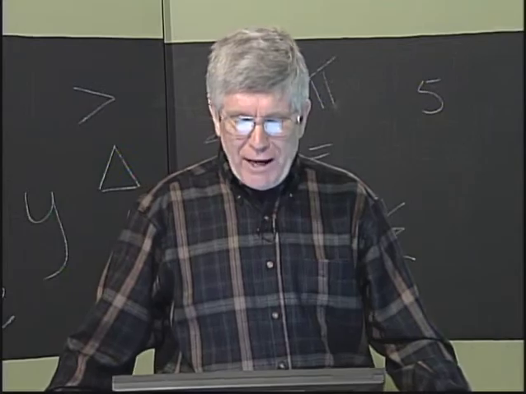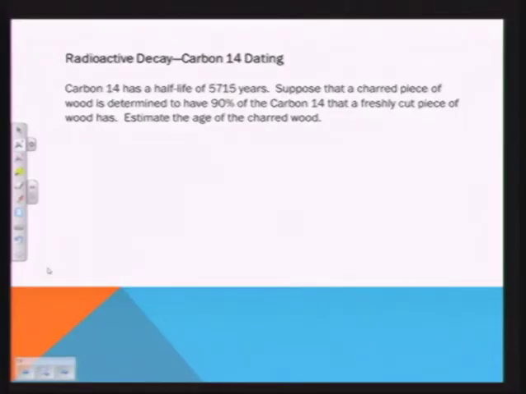Okay, now let's look at a decay. We've looked at growth from population. Now we're going to look at a popular dating technique, which is called carbon-14. Carbon-14 has a half-life of 5,715 years, which means if I had 100 grams of carbon-14 today, 5,715 years from now, I'll have half of that material, or 50 grams. And in another 5,715 years, I would have half of that 50, which would be 25 grams, and so on.